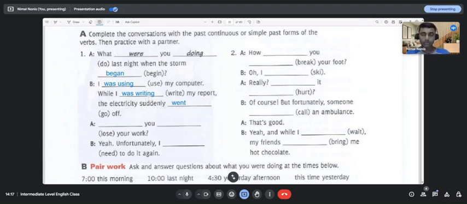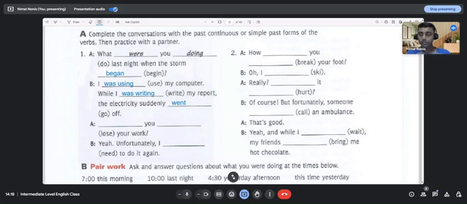So this was the action which was in progress: I was writing my report. While I was writing my report, the electricity suddenly went off. This is the action which happened in between, while I was writing my report. When I was writing my report only, the electricity suddenly went off. So you can use while or when to give this meaning. Let's look at the next one.